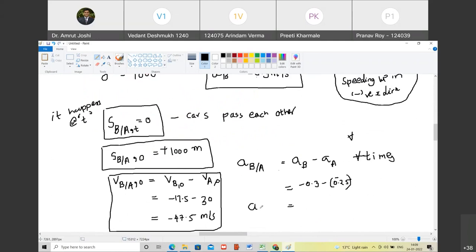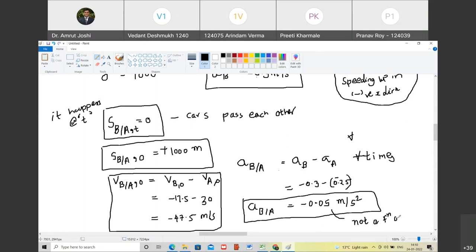Minus 0.05 meter per second square. Do you agree with me? Yes. And this is not a function of time. Are you with me? Yes.